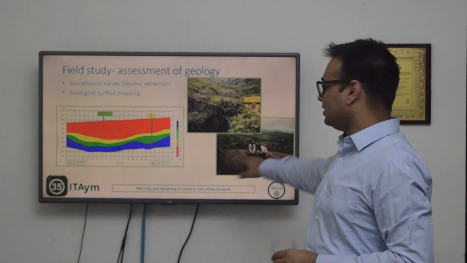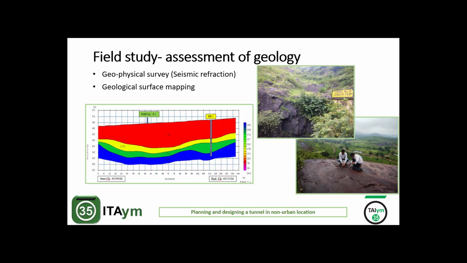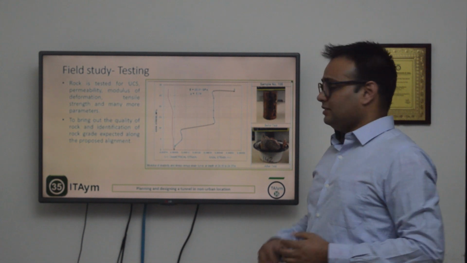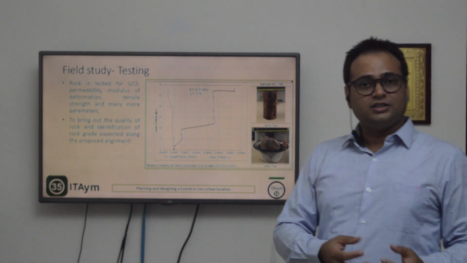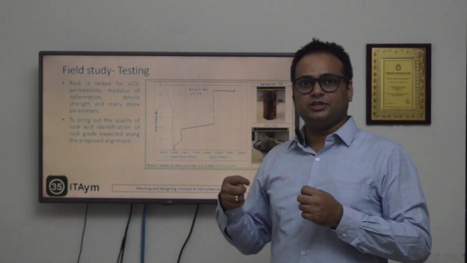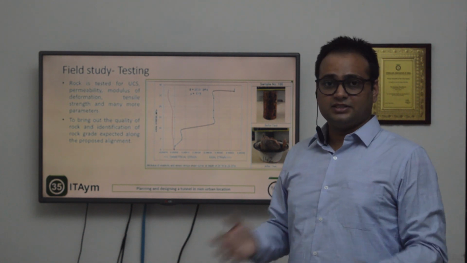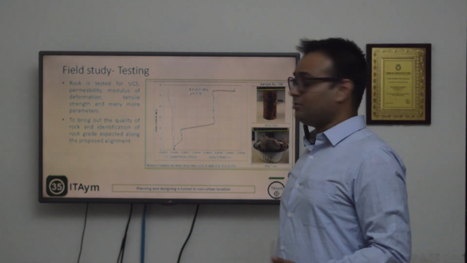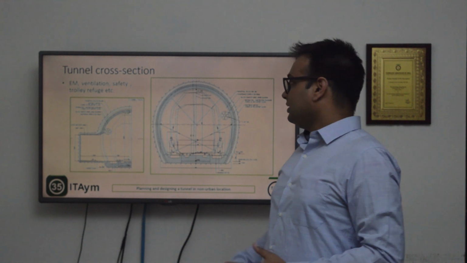We went on the top of the hill and observed what type of rock and joints are present. Then we did seismic refraction surveys, geophysical surveys based on seismic refraction technology. Then we brought these samples back to the testing laboratories, tested them, and got the engineering properties out of them.